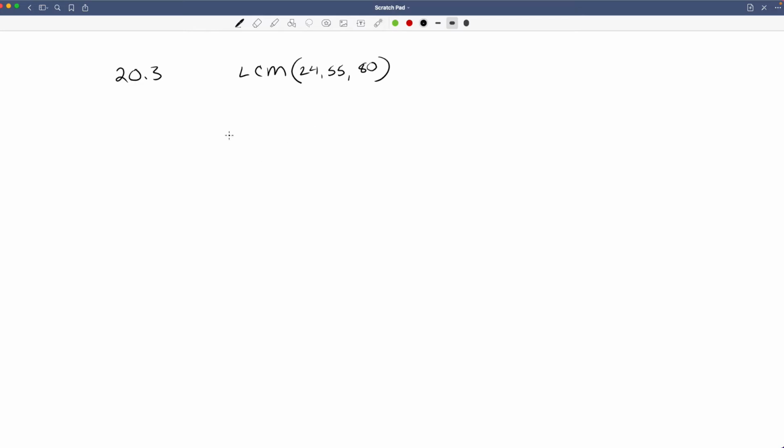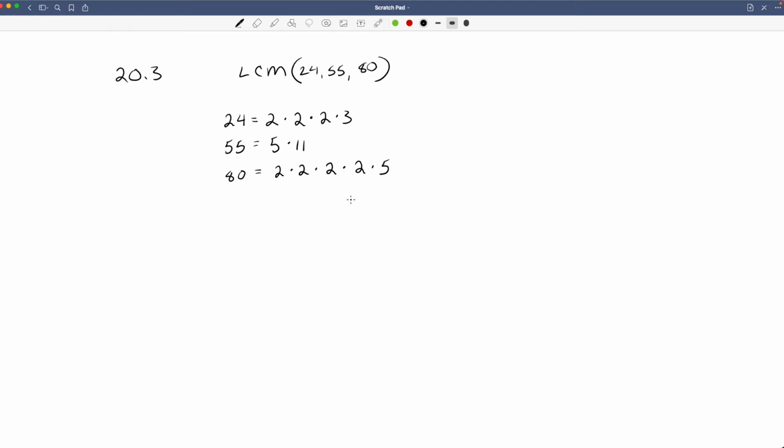So first we're going to write the prime factorization of 24. 24 is equal to 2 times 12, which happens to be 2 times 6, which happens to be 2 times 3. The prime factorization of 55 is 5 times 11. And the prime factorization of 80 is going to be 2 times 40, which happens to be 2 times 20, which happens to be 2 times 10, which happens to be 2 times 5. So now I have my prime factorization.